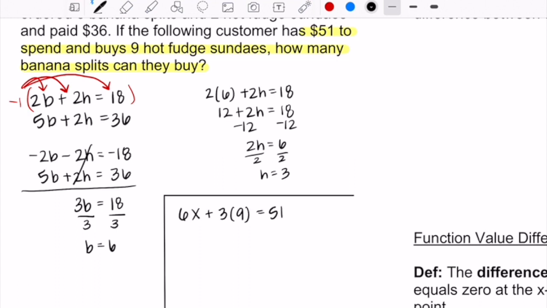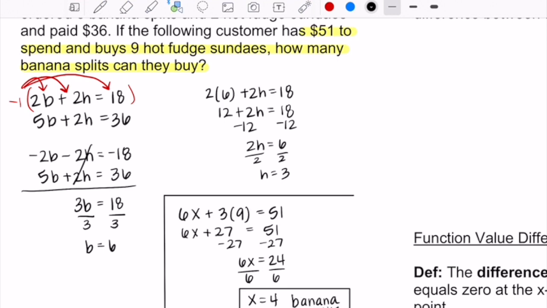So I'll do 3 times 9. I'll subtract the 27 from both sides, and then I'll finish by dividing both sides by 6. So I'll get X equals 4. So with $51 and buying 9 hot fudge sundaes, they would have enough money to buy 4 banana splits.